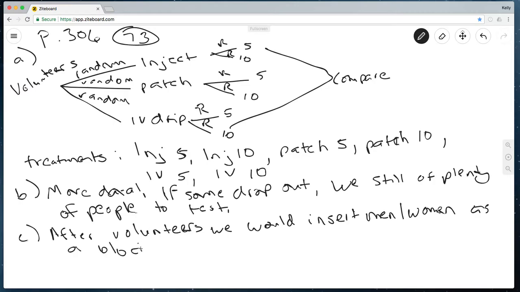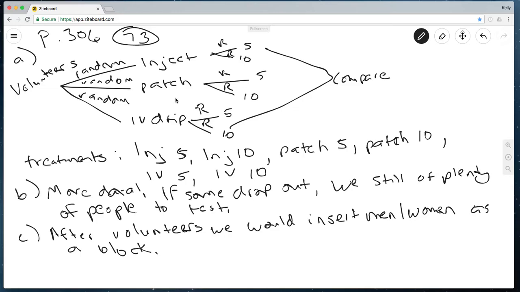Hopefully you said block. We don't want to force people to have gender changing surgery so that they can be randomly assigned as a man or woman. That's not cool. So we're going to treat it as a block. You're either a man or a woman, and then we're going to treat you differently. And we would block men and women to make sure that equal numbers of each were given different treatments so that we could compare if the drug works differently in men and women.